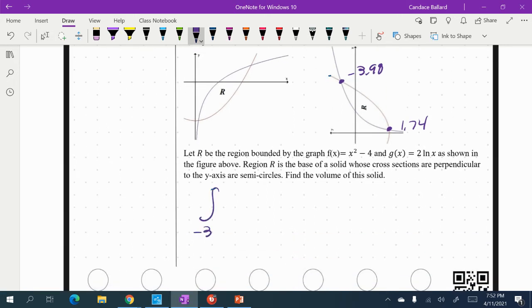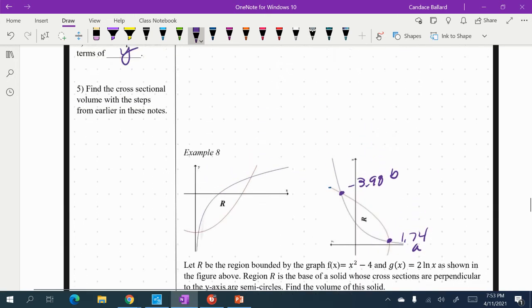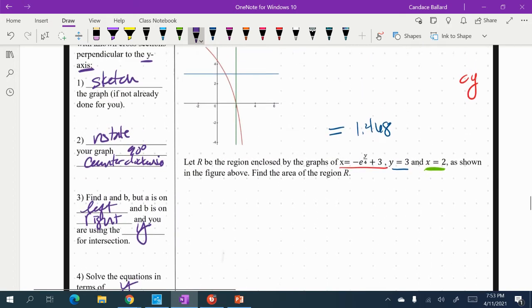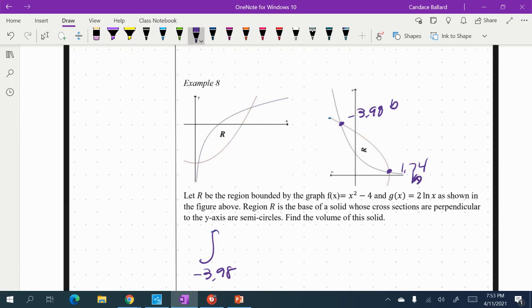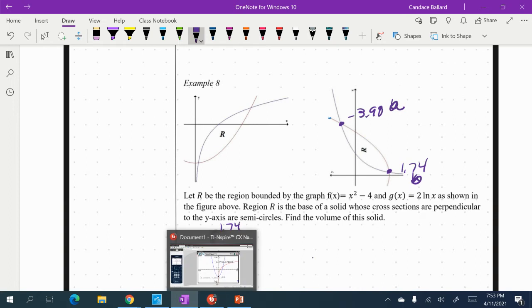So it would be negative 3.98. And notice this is the A, this is the B. Sorry, this is the B, this is the A, because you always want your smaller one to go in the A spot. And really I should go a couple more decimal places.